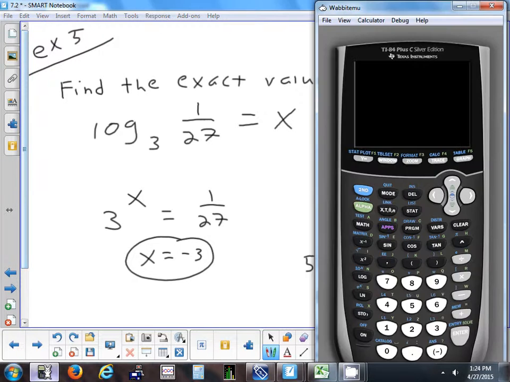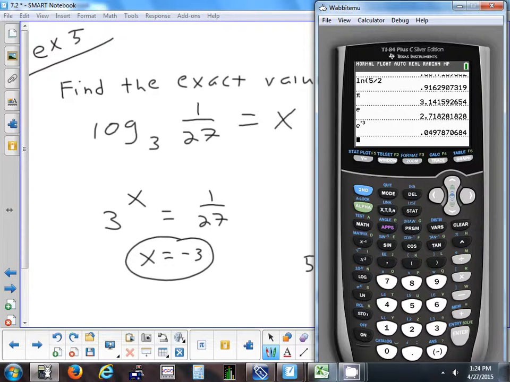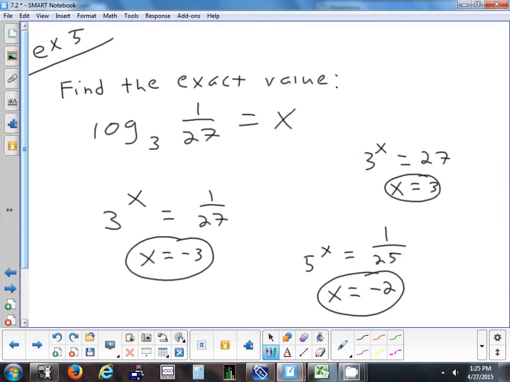And if you get stuck, you can always check your answer. Try plugging in -3, see if it works. 3 to the -3rd is 0.037. Take 1 and divide by 27 and you should get the same thing. If you don't, something's wrong. 0.037. But you can always check your answer that way. Any question on when your exponent should be negative?